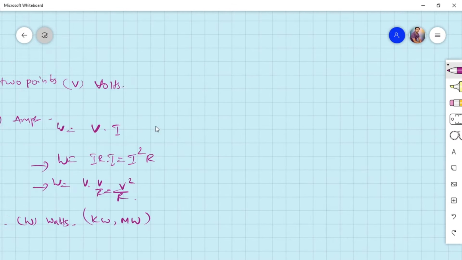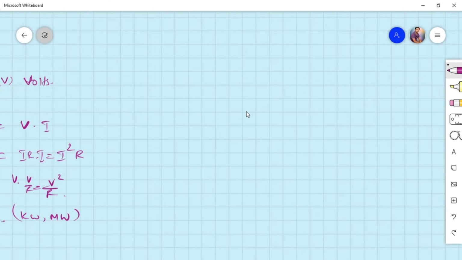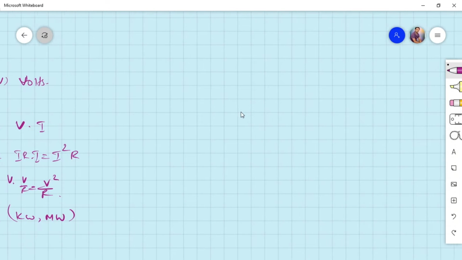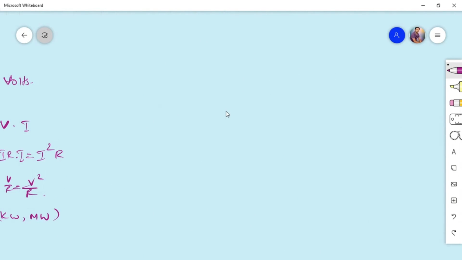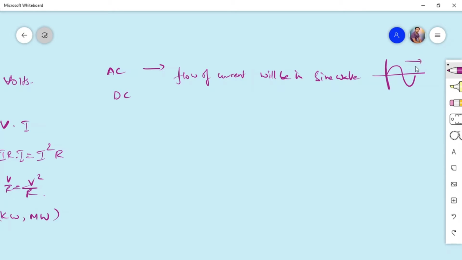Next we will see that the higher the voltage, the more dangerous it is. In electricity we have two types of current: alternating current and direct current. In alternating current, the current flows in a sine wave. The pattern will be a sine wave. If it is DC, it will be constant.